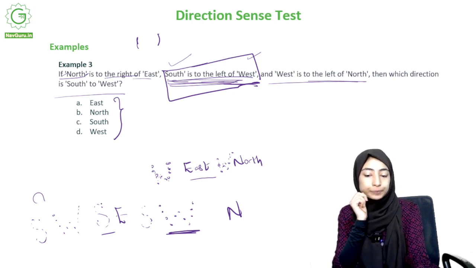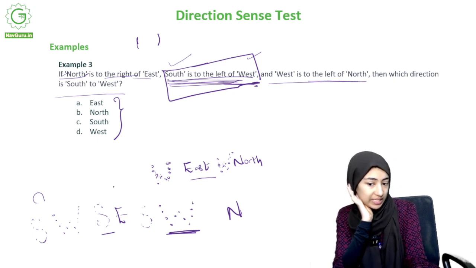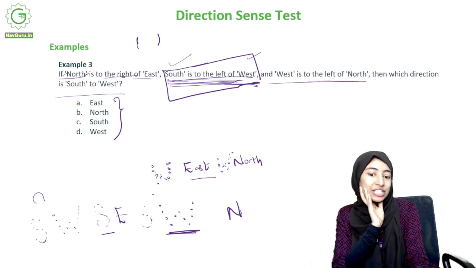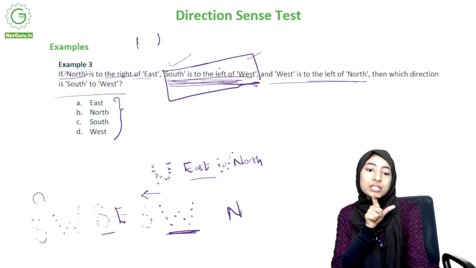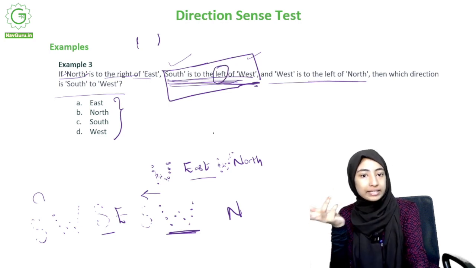Okay, so now, south is to the left of west, you know that. But what direction is this is my question. Which direction is south to west? But see, in that case also it's easy, because south is to the left, right? What is left? Left is west.